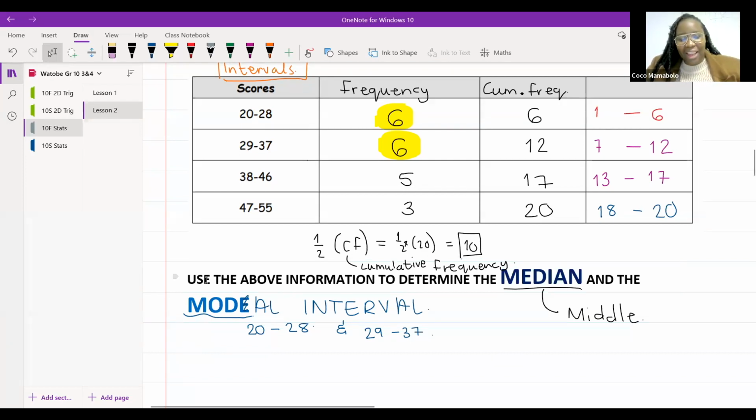Ma'am, I would like to ask, for the modal intervals, do we only look at the frequency? Yes, we look at the frequency. Because remember, this is the count. We counted how many of them we have. So how many fall into this interval? The one with the most, because we counted the most in those intervals. Okay, yes, ma'am. We look at the frequency, so the number that occurred the most, and then we go back to the scores being the intervals. That's it. Correct. Good question.